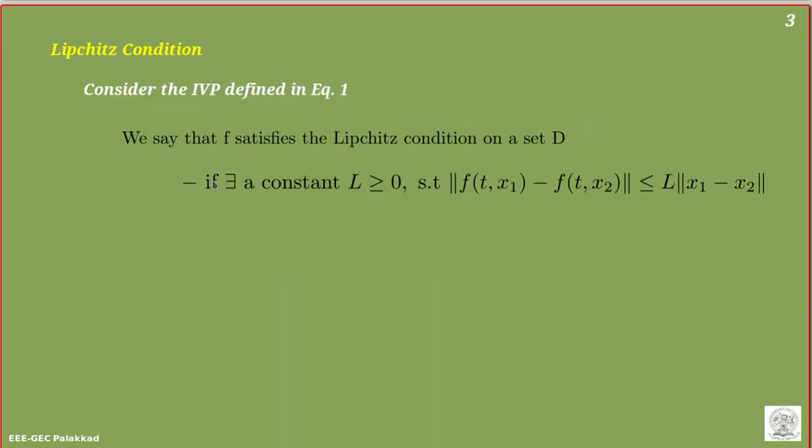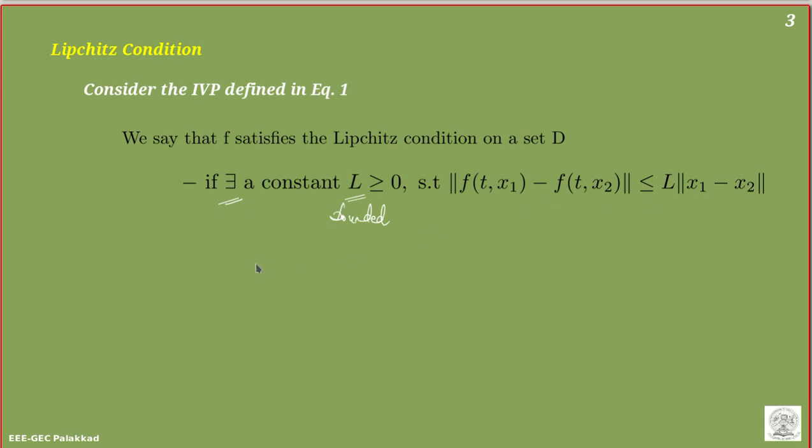Now we will see what is the Lipschitz condition. Lipschitz condition states that we can define a constant L, which is greater than 0, a bounded value. A function f defined on the equation that we had seen above satisfies the Lipschitz condition on any domain D if there exists a constant L, that means L is bounded and is greater than or equal to 0, such that this condition is satisfied.